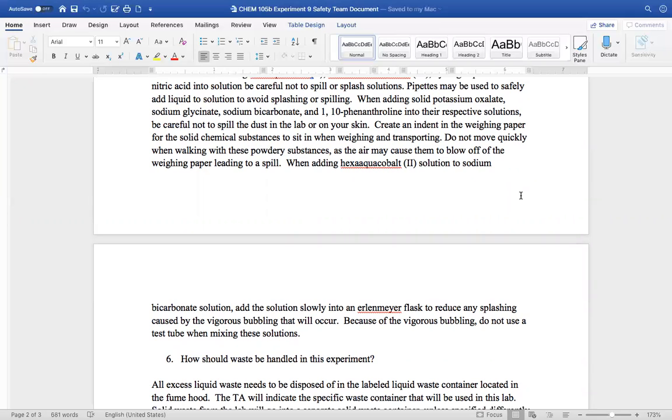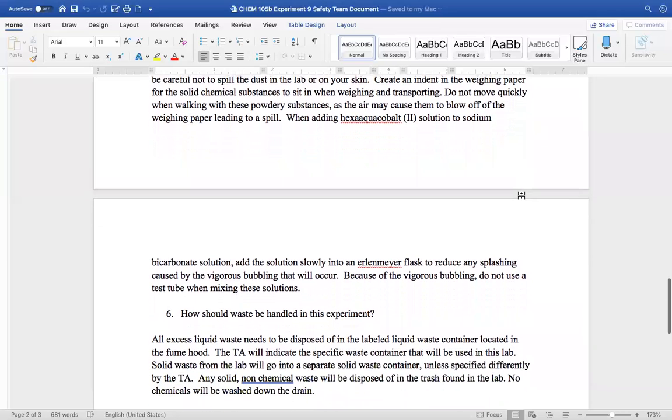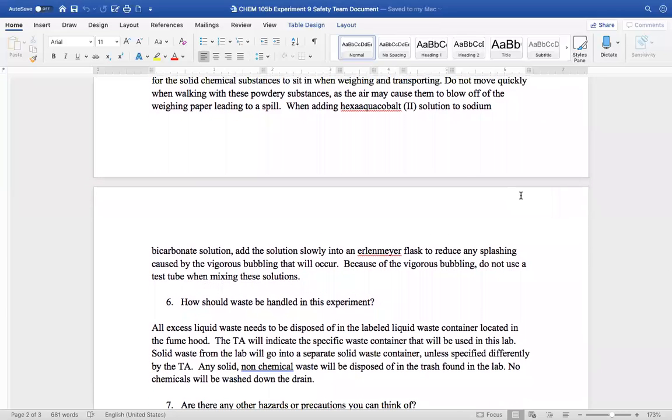Additionally, when adding the hexaaqua cobalt to the solution, add it slowly into an Erlenmeyer flask to reduce any splashing because there will be vigorous bubbling. As a result of this, do not use test tubes when mixing the hexaaqua cobalt to the sodium bicarbonate solution. Always use an Erlenmeyer flask.